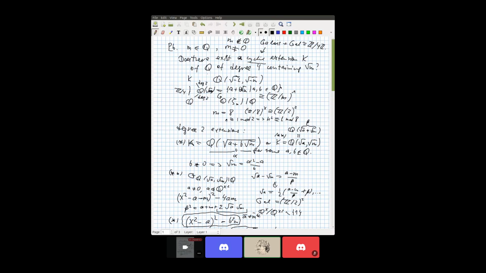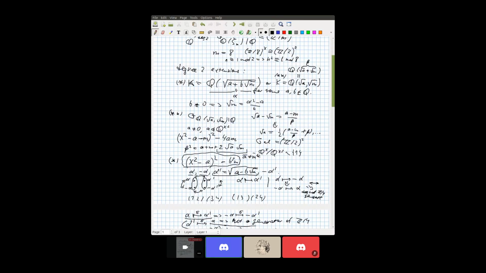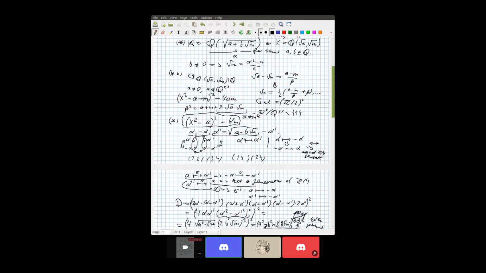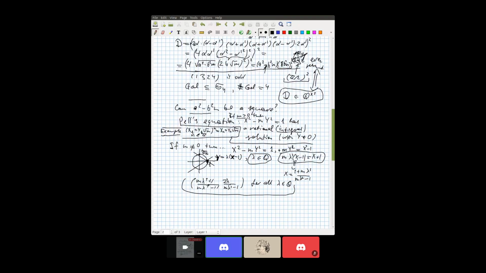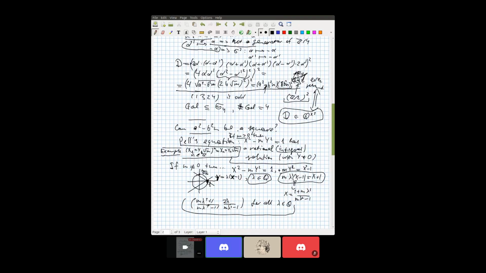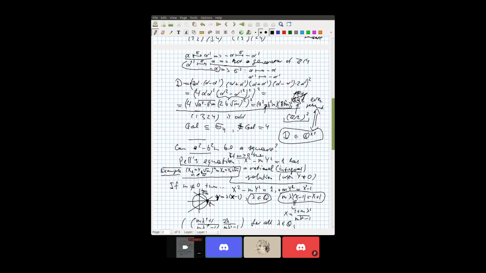While 0 is also a square, so we can... Okay. So we use this assumption here, and I think everything works. Yeah. So we get what?